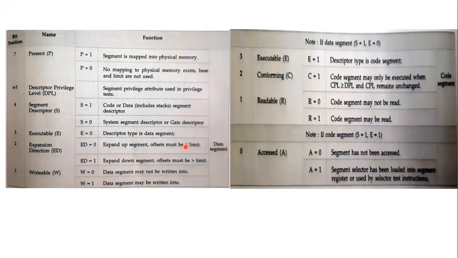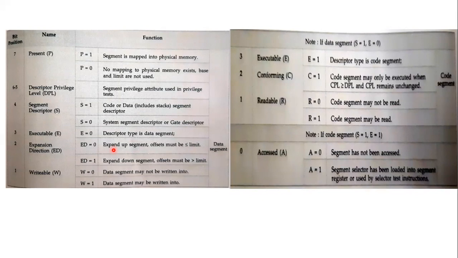See over here, all these fields are related to the data segment. Fields 1, 2, 3, 4 are all related to the data segment. It is mentioned in this corner: all these fields are related to the data segment. So when E is 0, your descriptor type is data segment. When you are talking about ED 0, your expansion is in the upward direction.